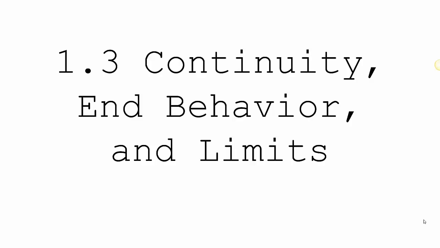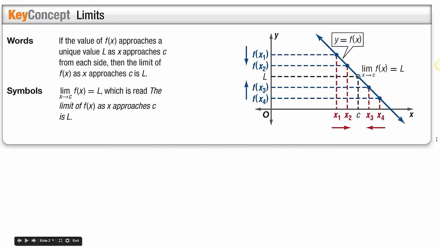Okay, so section 1.3 on continuity, end behavior, and limits. We're going to start by talking about a limit. A limit can be a difficult concept to understand, especially the way the words in this picture are drawn. Basically, a limit is checking a function value on a graph from the left-hand side and from the right-hand side to see that it's getting closer and closer to the same value.